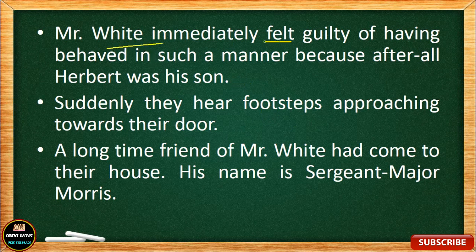So Mr. White immediately felt guilty of having behaved in such a manner, that he was shouting at the wind, that he was angry because of the location of their house. And when Mrs. White, his wife, consoled him that don't worry, you will win the next game of chess, Mr. White felt a little guilty of having behaved in such a manner, okay, because after all Herbert was his son. So getting defeated by a son is okay, right? So Mr. White realized the mistake actually, okay.